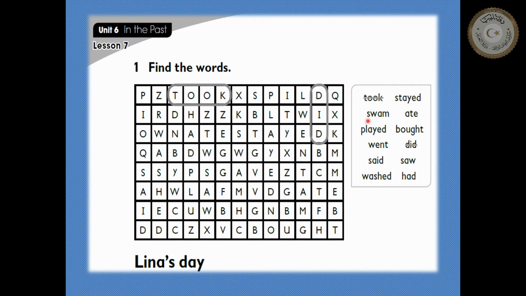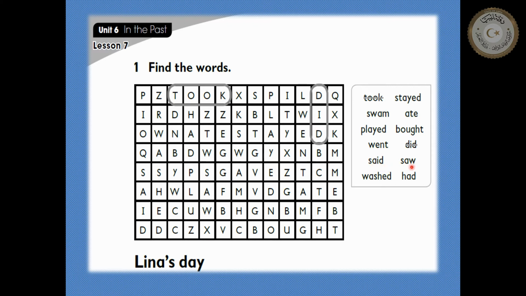We have swim. Swim in the sea. Swim, يسبح. Ate. Ate is the past of eat. Played, regular verb. The past of play ends with ed. Bought, the past of buy. Went, the past of go. Said, the past of say.